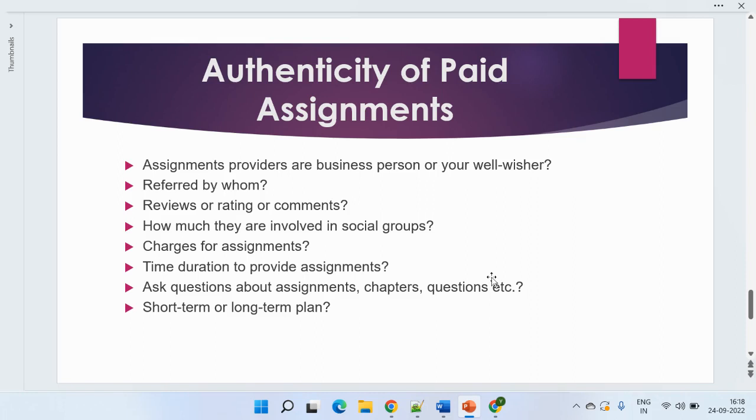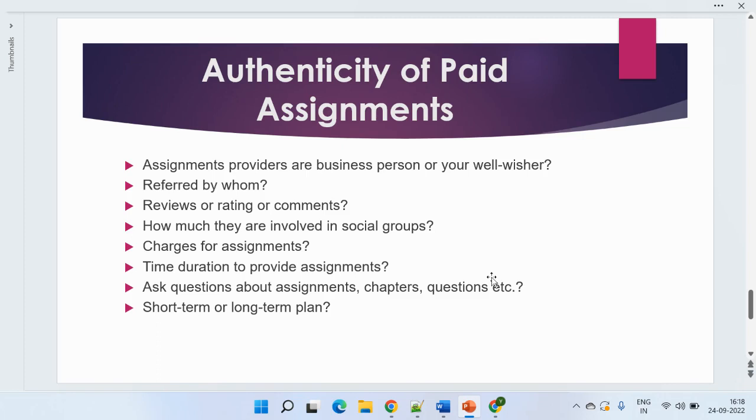How are they involved in the social groups? Are they generally resolving your issues, or are they just doing their business? What are the charges for the assignments? Obviously, just think, if you are putting in so much time and effort, and they are just providing it for 100 or 200, then what will be the quality of marks, or the quality of assignments they will be providing? Obviously, if a person is putting in 1 or 2 hours on your assignment, then definitely they will charge for that particular time, right?